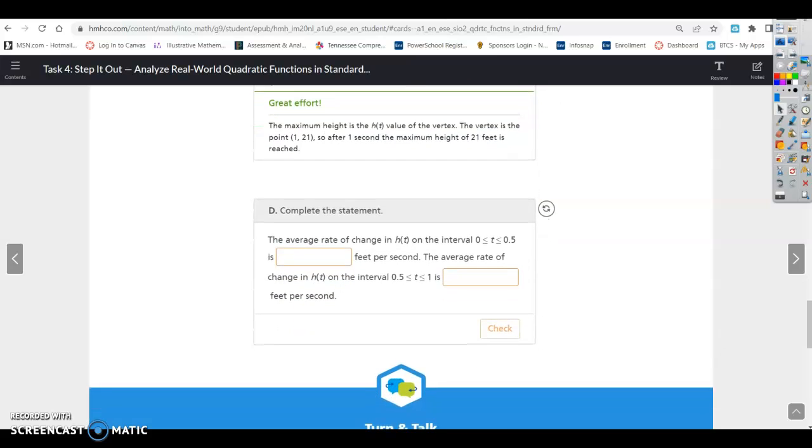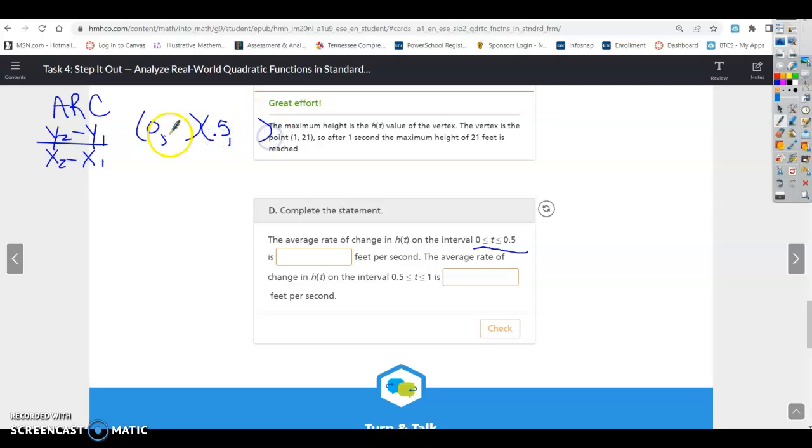All right, so it says the average rate of change in h of t on the interval 0 to 0.5 is what? We're only looking on the interval of t. So remember the average rate of change is going to be y2 minus y1 over x2 minus x1. If we're given the interval 0 to 0.5, we're given our x values: 0 and 0.5.